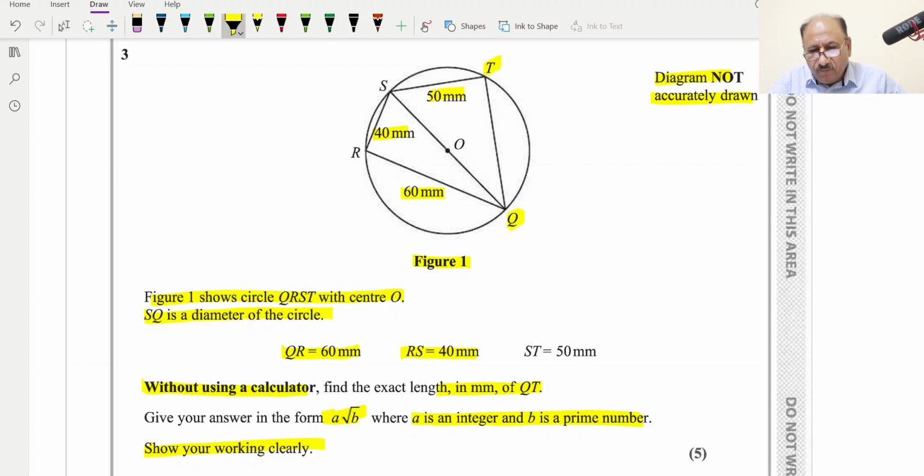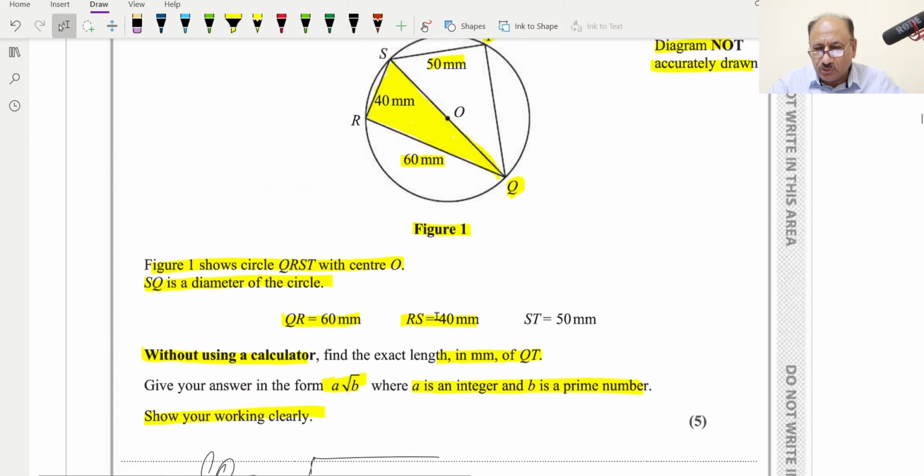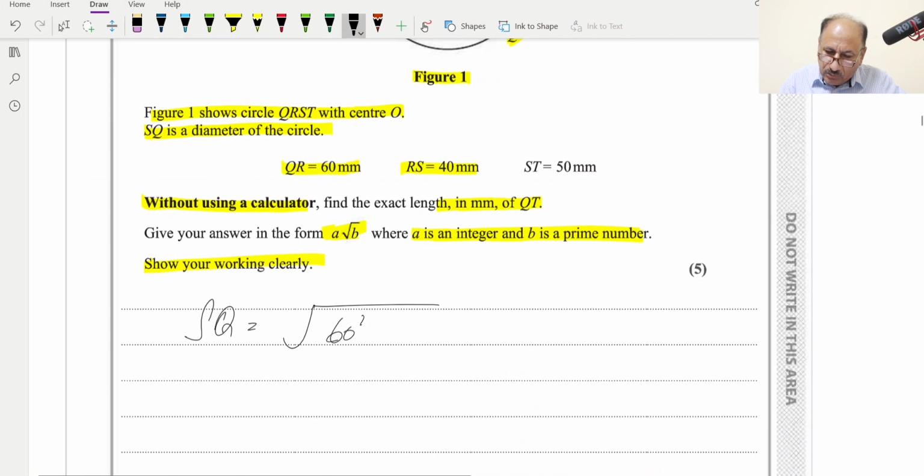To reach this one, first we consider this triangle which is in a semicircle, and we know that a triangle in a semicircle is a right angle triangle. So we will find QS first, or SQ. SQ is equal to square root of, we are applying Pythagoras theorem, 60 square plus 40 square. This will be equal to what?